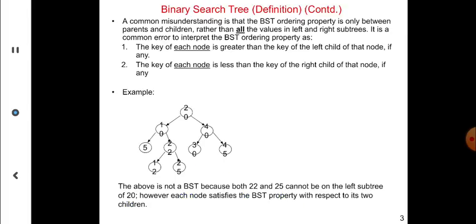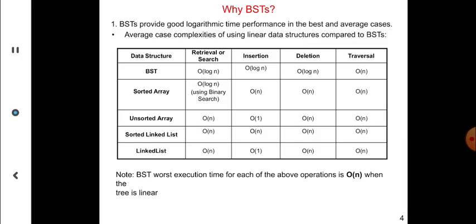Alright, so let's proceed to have a definition. The most common misunderstanding is that the BST ordering property is only between parents and children, but the key at each node is greater than the key at the left of that node, if any, and less than the right. So you take a look at this example here. What we understand is that the left are all less than. So the above is definitely not a BST. Why? Because even in the left we have 22, 25, they are actually greater than 20. So it doesn't really satisfy the property of a binary search tree.